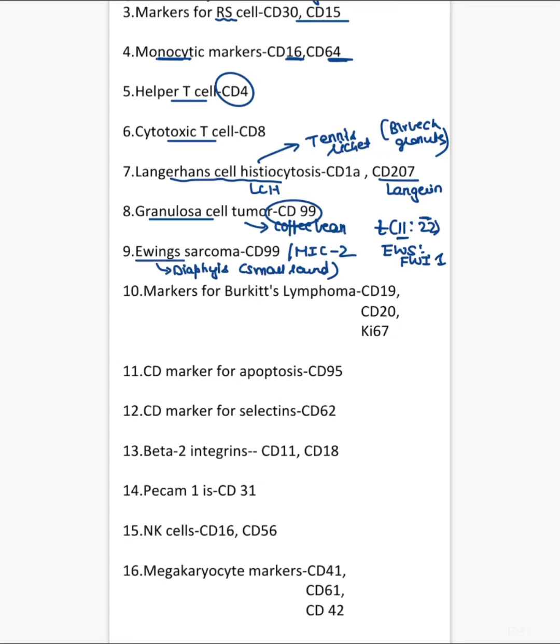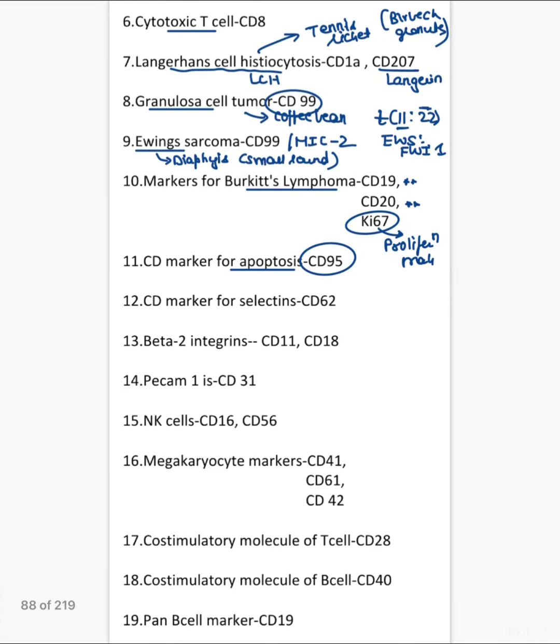That is translocation 11;22. Then coming to the markers of Burkitt's lymphoma, guys, that is CD19, B cell marker, CD20, B cell marker, and Ki67, which is basically a proliferation marker. Okay, now coming on to the marker of apoptosis, guys. We have CD95, that is the marker of apoptosis. Also we had annexin V, that also you need to remember. And annexin A1 was there in hairy cell leukemia.